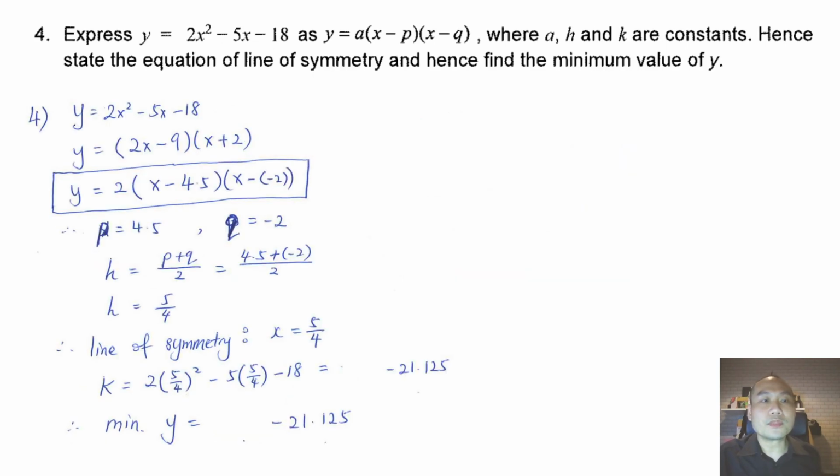Okay. Right, another practice here, but this time round, instead of converting it to the completed the square form, they want you to change the function to this one, right, the factorized form.